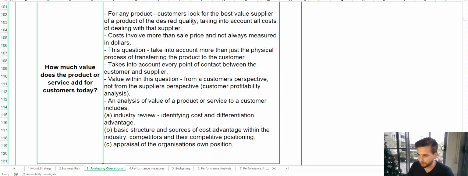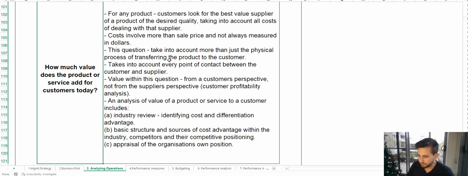So for any product, customers look for the best value supplier of a product of the desired quality, taking into account all the costs of dealing with that supplier. So the costs involve more than the sale price and are not always measured in dollars. So this question takes into account more than just the physical process of transferring the product to the customer. It takes into account every point of contact between the customer and the supplier.